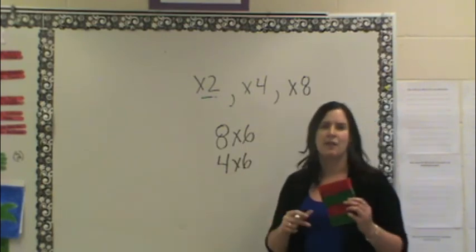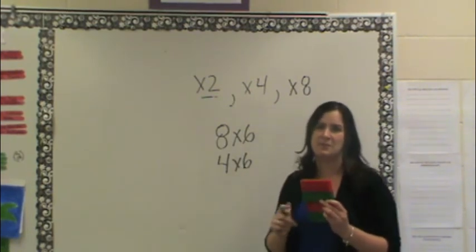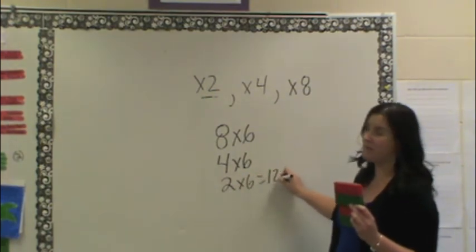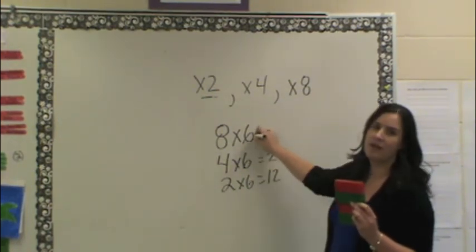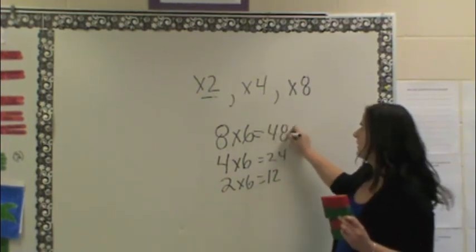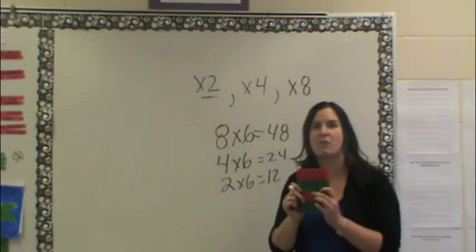If I, again, forgot my 4 times 6, you can always go back to your 2 times 6. So your 2 times 6 was 12, your 4 times 6 was 24, and your 8 times 6, double your 20, double your 4, you get 48. So your 8 times table emerges from, again, your doubling.